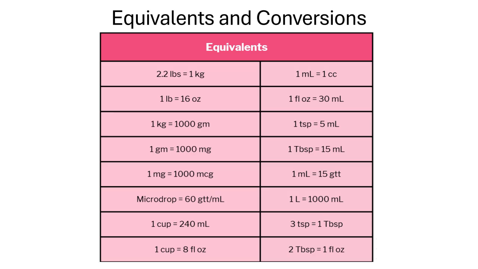And now you have the liter. 1 liter equals 1,000 milliliters. And you can convert between teaspoons and tablespoons. 3 teaspoons will give you 1 tablespoon. And 2 tablespoons will give you 1 fluid ounce.